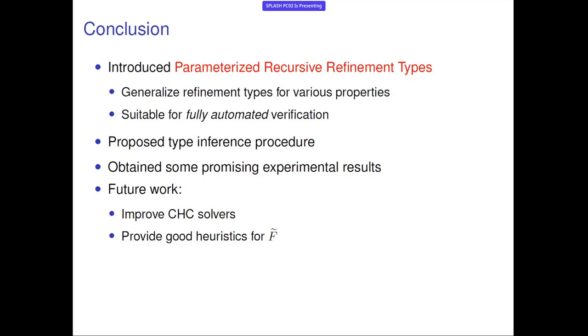Yes, it depends on the CHC solvers, but theoretically any predicate can be handled. In reality, maybe only something like linear integer arithmetic.